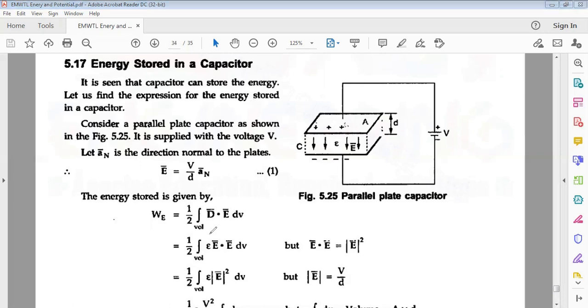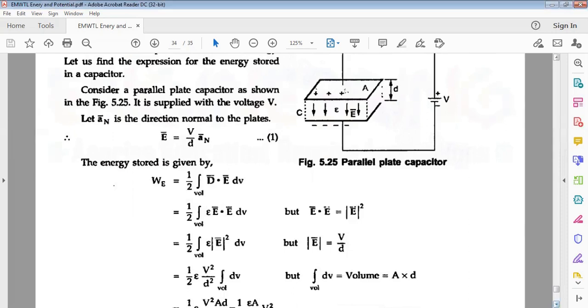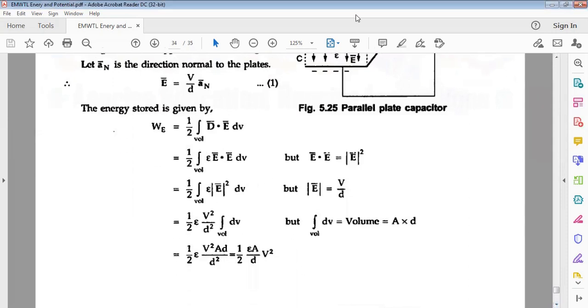We know the energy stored. In the last class, we derived the expression for the energy stored in electrostatic fields: W is equal to 1 by 2 the volume integral of D bar dot E bar dv. dv is a volume, my dear students, not the potential here. D changes in terms of epsilon E bar, so D bar dot E bar is epsilon E square. W is 1 by 2 the volume integral of epsilon E bar square, and E bar is equal to V by d, the applied voltage over the distance between the two parallel plates.